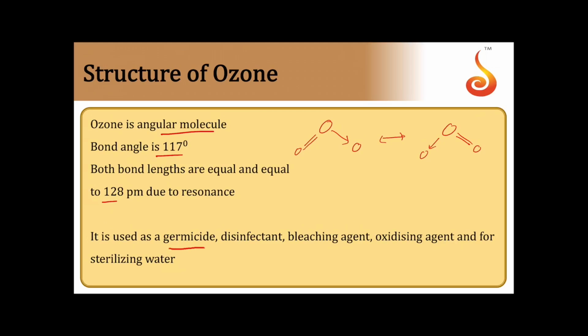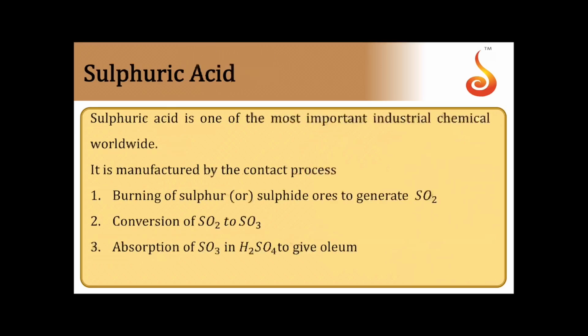It is used as a germicide, disinfectant, bleaching agent and oxidizing agent. These three properties, disinfectant, bleaching agent and oxidizing agent, are all because it liberates nascent oxygen, a very good oxidizing agent. So because of the nascent oxygen only, it has these three properties.